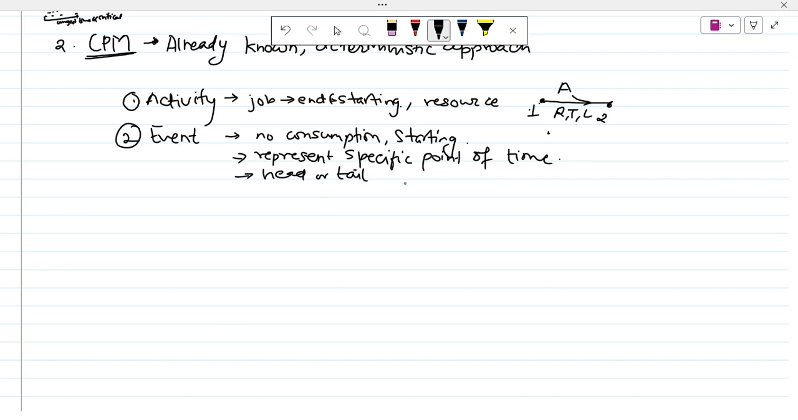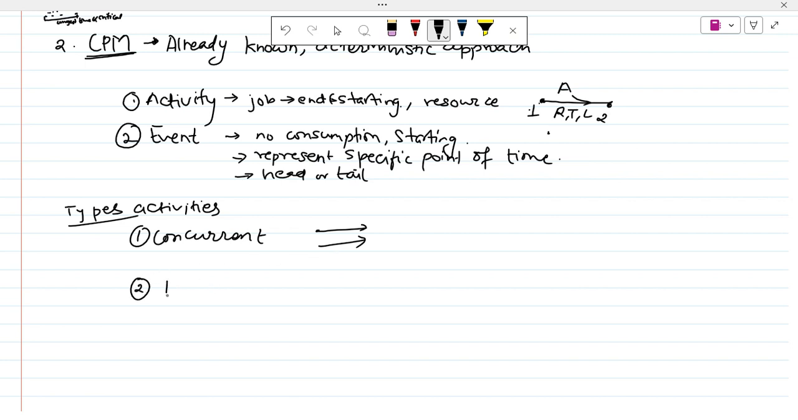Now, there are different kinds of activities. What are the types of activities? Let us study. Okay, types of activities. The very first is concurrent. Concurrent activities can be started simultaneously. They can be done simultaneously.